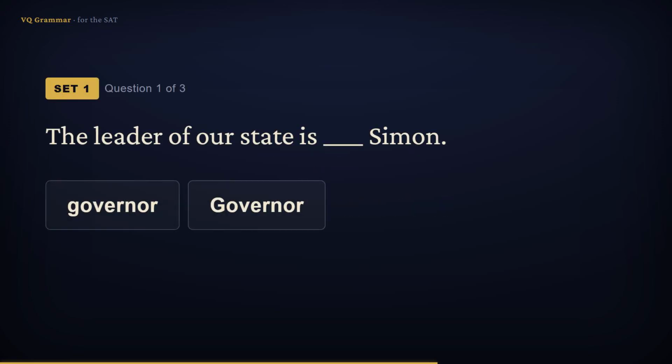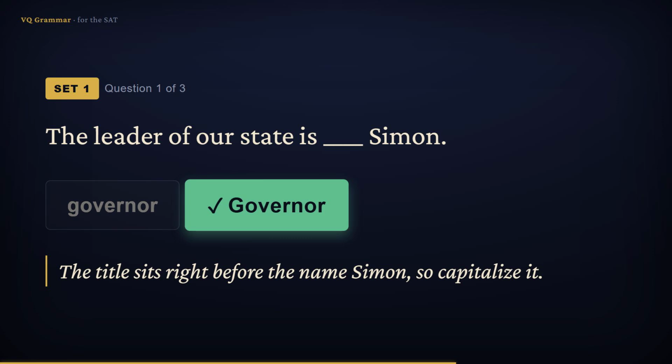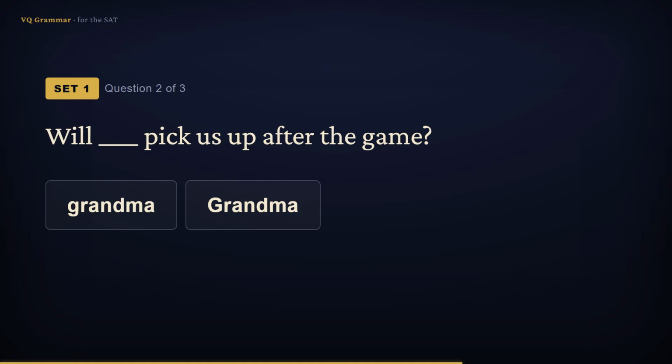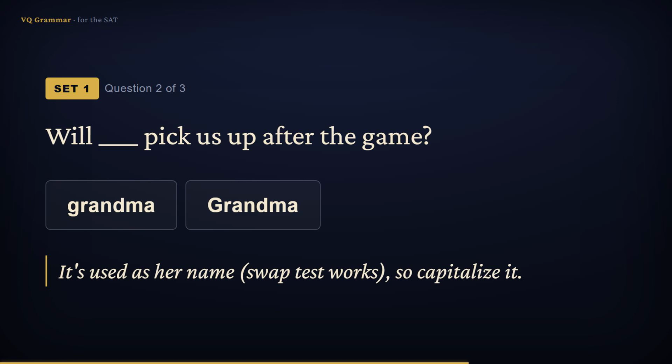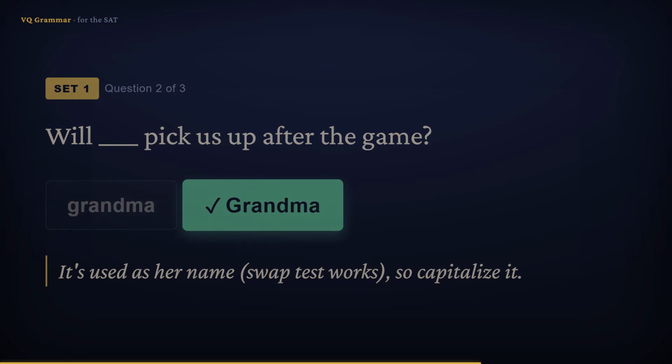The leader of our state is blank Simon. The word governor is sitting right before the name Simon, so it's working as a title attached to a name. That means it earns a capital. So the answer is capital Governor. Will blank pick us up after the game? Try the swap test. Will Karen pick us up? That works, which tells us Grandma is being used as her name here, so it's capital Grandma.